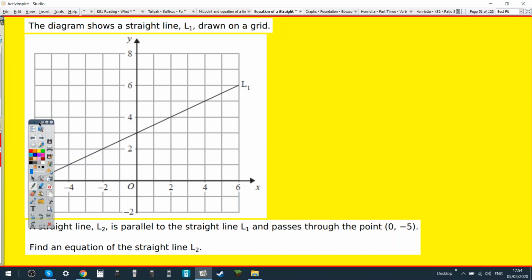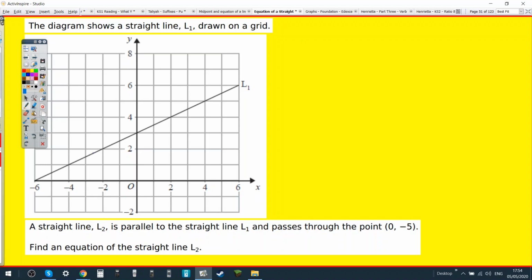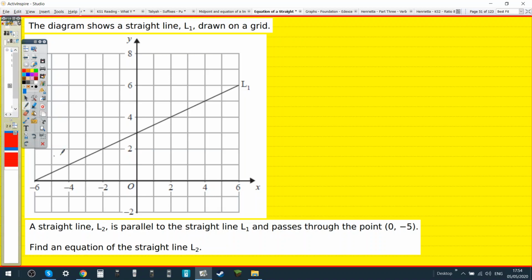This one, what is the equation for this line? On the grid, a straight line is parallel to the straight line. It passes through the point. Find an equation of the straight line. And so for every one right, it goes a half up. What does that tell you? The gradient is going to be a half. Yeah, so the gradient is a half.